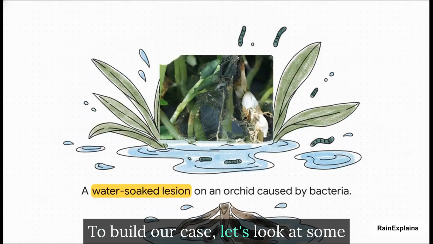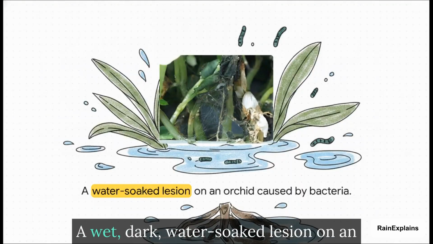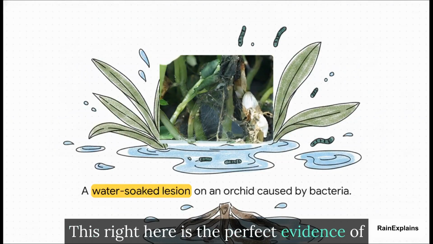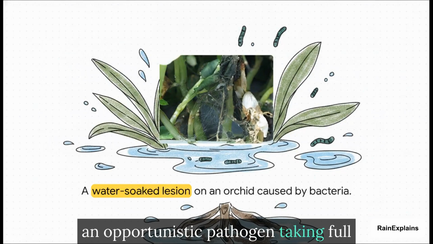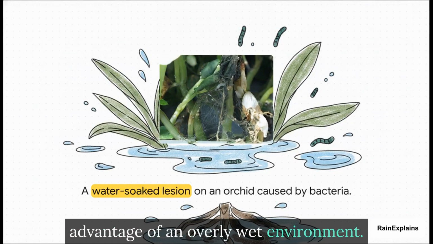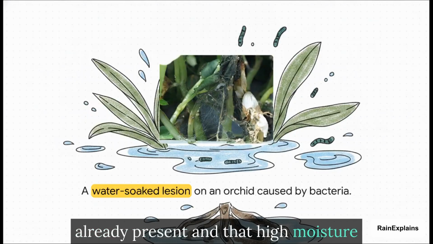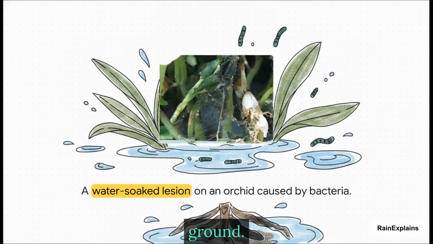To build our case, let's look at some physical evidence. A wet, dark, water-soaked lesion on an orchid. This right here is the perfect evidence of an opportunistic pathogen taking full advantage of an overly wet environment. The host was stressed, the bacteria were already present, and that high moisture provided the absolute perfect breeding ground.